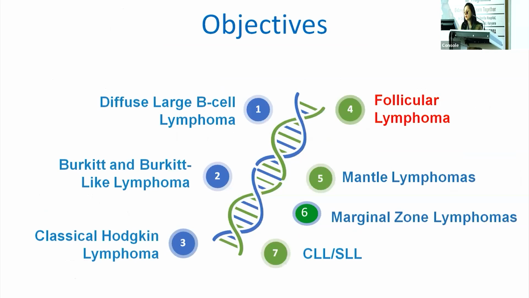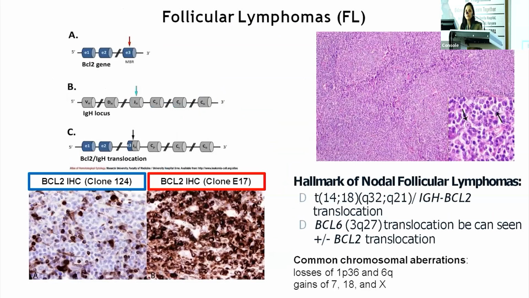Then coming to follicular lymphoma. We all know that the 14;18 translocation is pathognomonic, but this translocation may be present in 50% of normal individuals also, and they will never get a follicular lymphoma. What causes follicular lymphoma is the subsequent addition of other abnormalities.